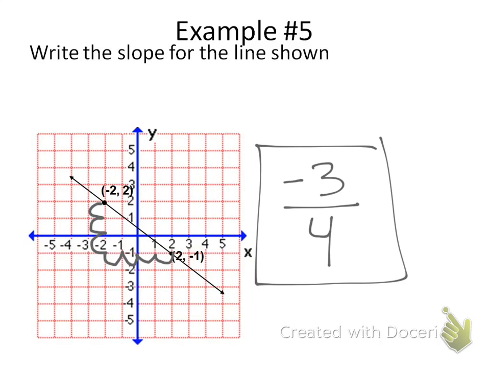So you can always double check your signs on these. If the line's going up, you should end up with a positive slope. If it's going down, you should end up with a negative slope. What are your questions?